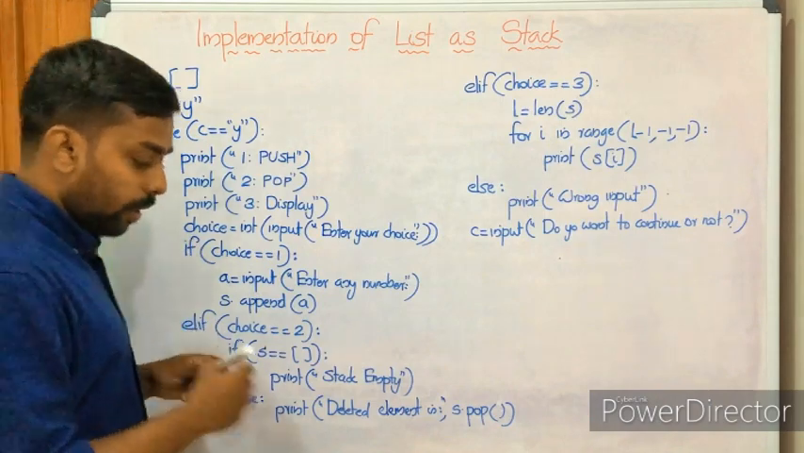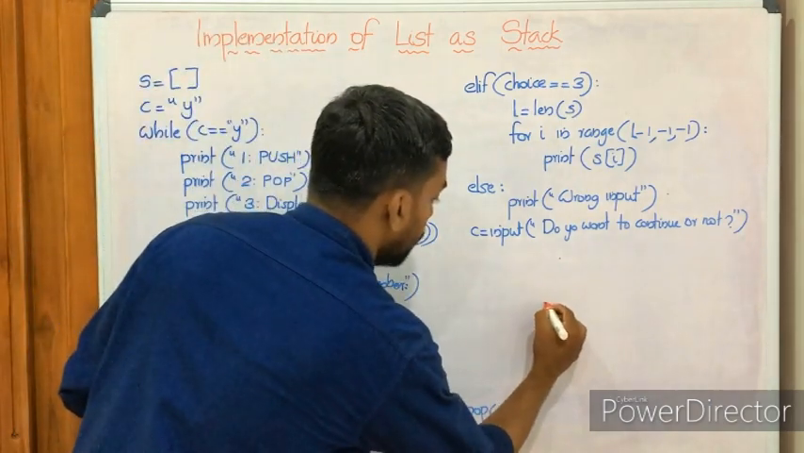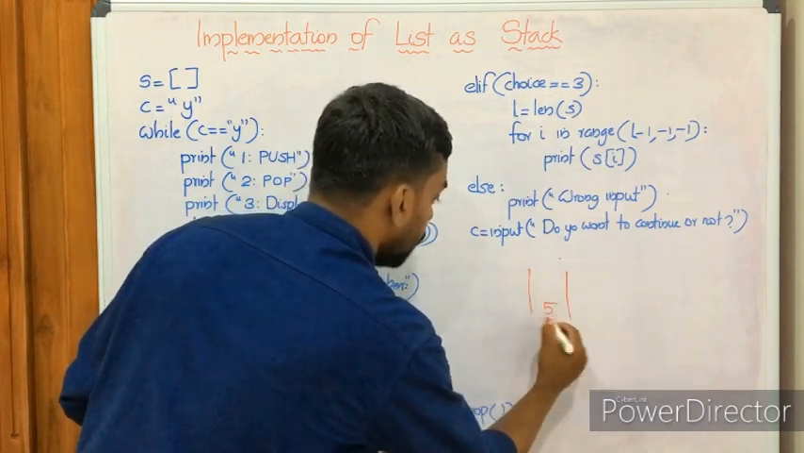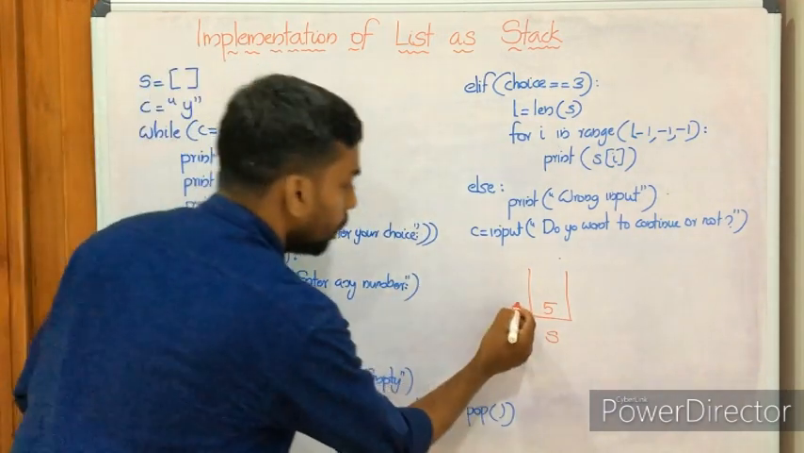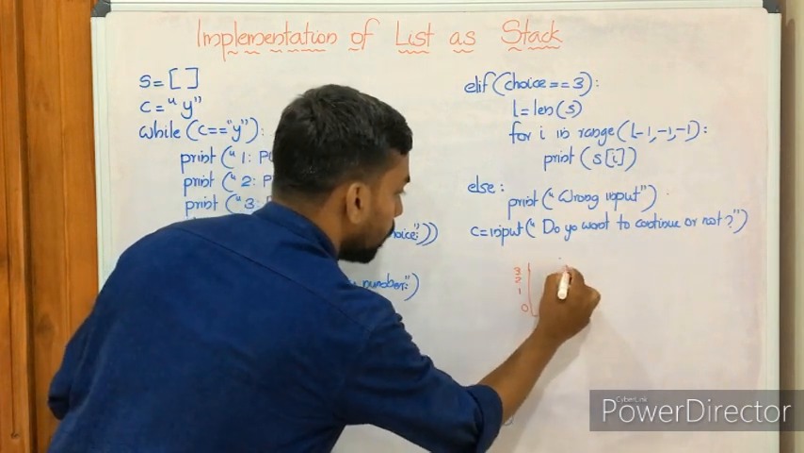Suppose we input the value 5. First time we input 5. 5 will be placed onto the stack. Here is our stack, we can have a diagrammatic representation. 5 will be placed here. 0, 1, 2, 3. Suppose we have 3 locations.